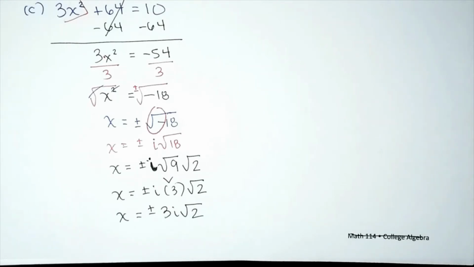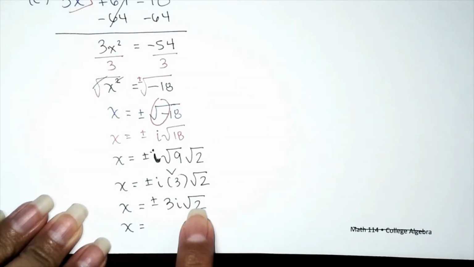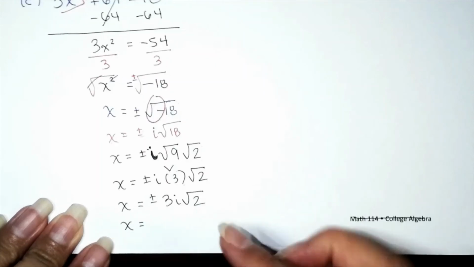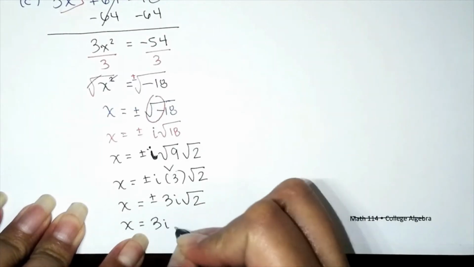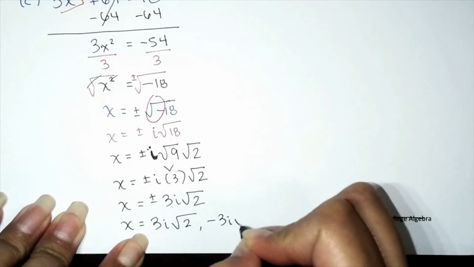But if you're writing with me, that's one of my pet peeves. I don't want to see the plus or minus in the answer because that doesn't highlight that we have two distinct solutions. I need to make sure that you understand that this represents two distinct solutions, not just some funny solution. So we're going to write this as x equals positive this, comma, or negative that. So x equals positive 3i times the square root of 2, and negative 3i times the square root of 2.